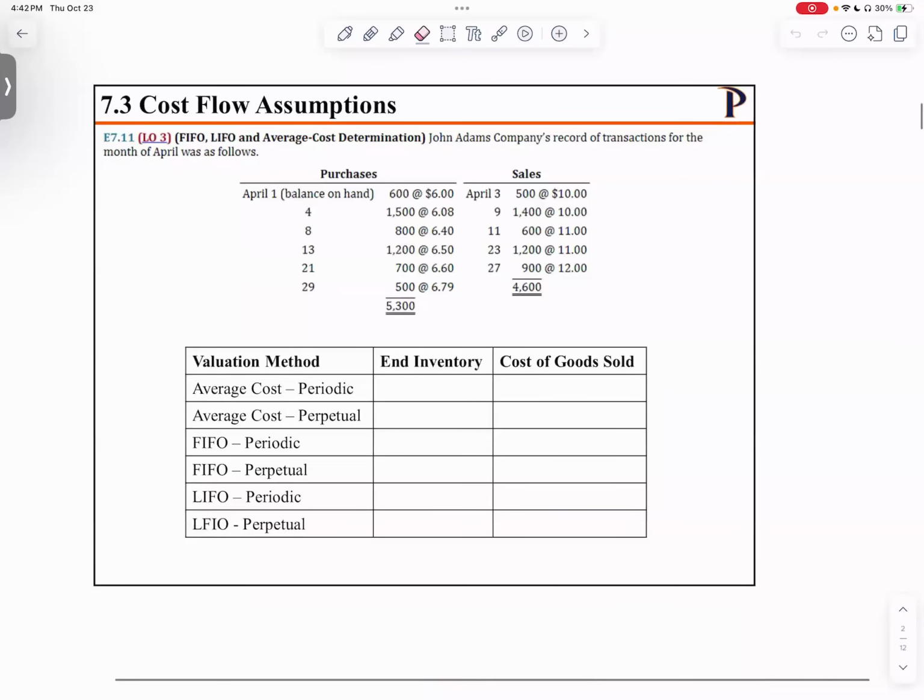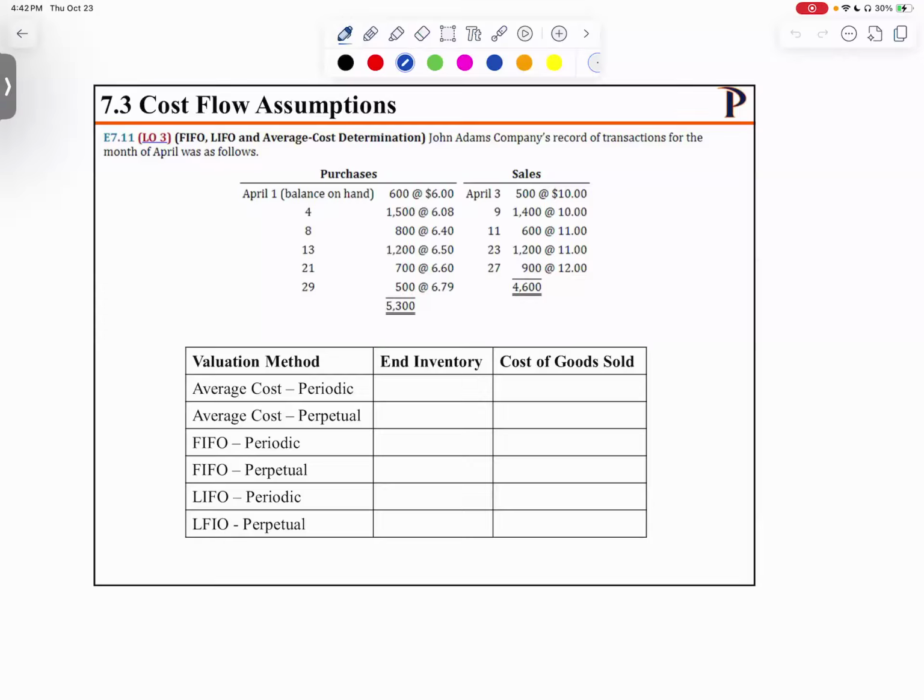Here we have an example problem that we're going to go over in all three videos: the video where I go over FIFO, LIFO, and average cost, and we'll be filling in our answers under each of these three methods. We'll be calculating ending inventory and cost of goods sold under each of these. Before we jump into the weighted average cost explanation, I do just want to point out a few things that I also recommend doing.